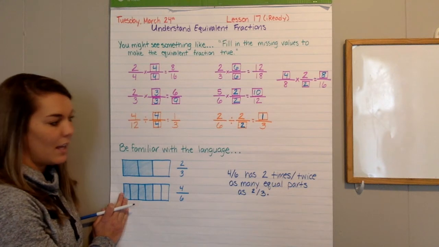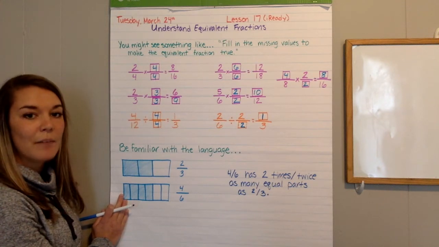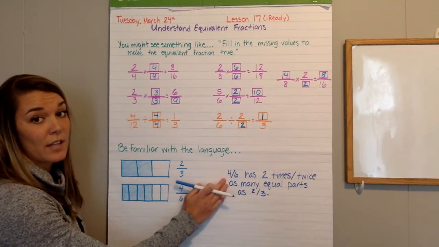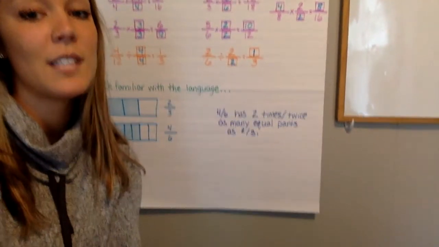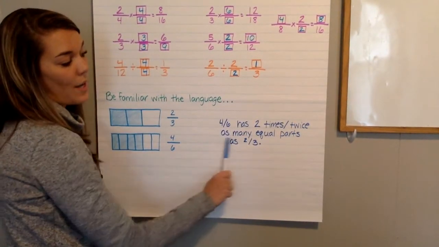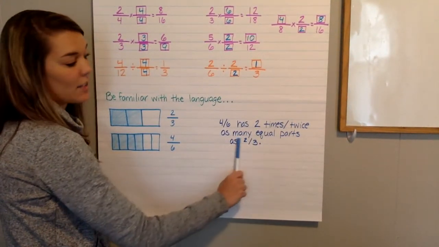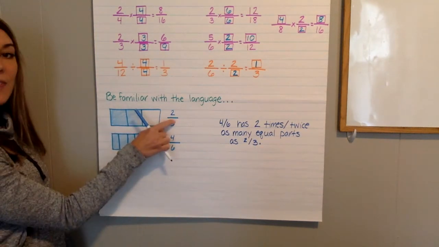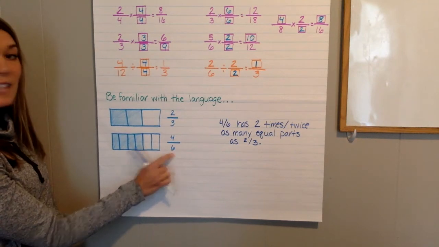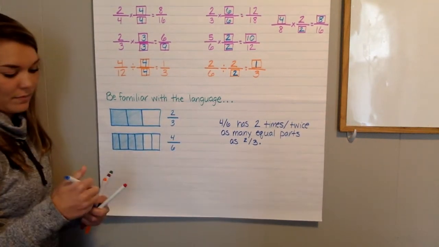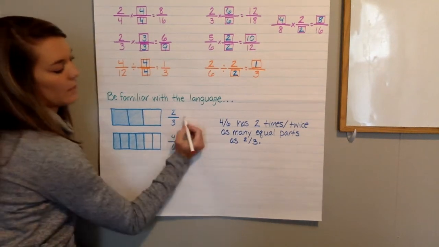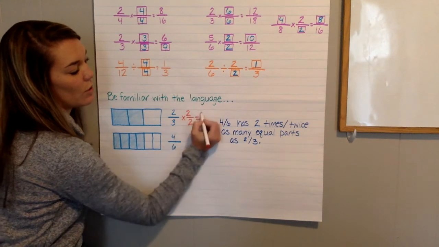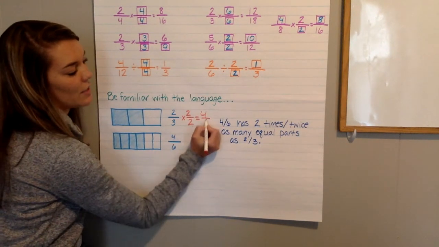It might say, use words to compare this model or explain this model using words or something, okay? I want to show you that 4/6, which I wrote like this because you might see a fraction like that, has 2 times, or you could say twice as many equal parts as 2/3, okay? Because we multiplied this by 2 to get this. So what we did here is times 2 over 2, which gave us 2 times 2 is 4 over 3 times 2 is 6.